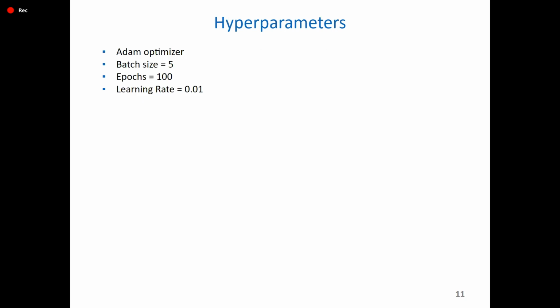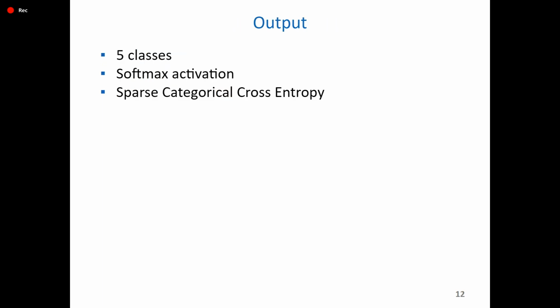These are the hyperparameters I found to work well: batch size of 5, epochs 100, and a default learning rate of 0.01. I'm also using a popular optimizer called the Adam optimizer. So for our output, we have 5 classes. In the last layer, we have a softmax activation, which gives us a probability distribution. For each class, we'll be getting a probability, and for the loss function, we'll be using sparse categorical cross entropy. We're using this because the classes are mutually exclusive.